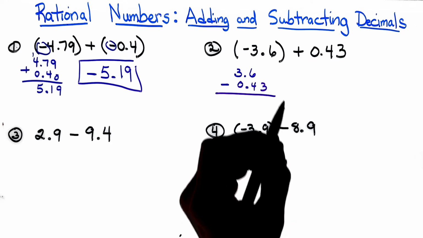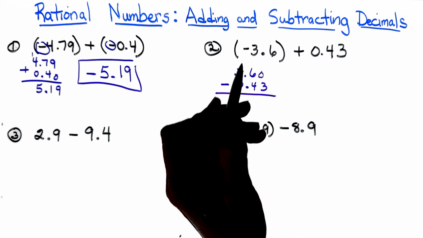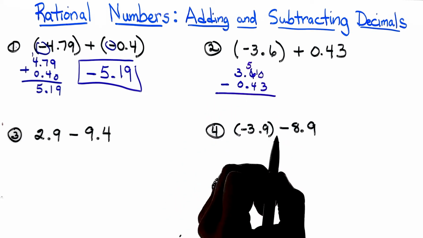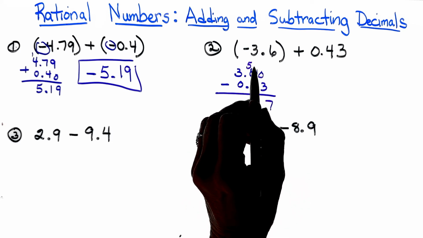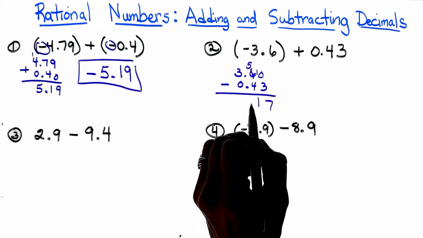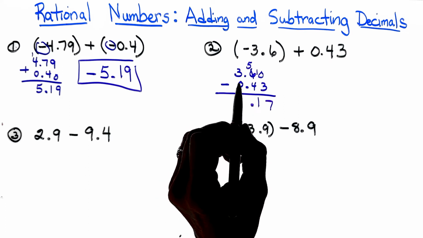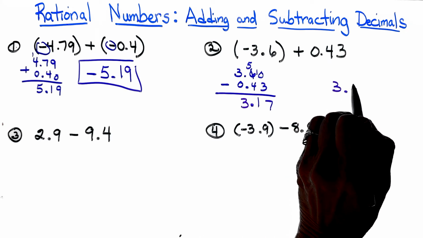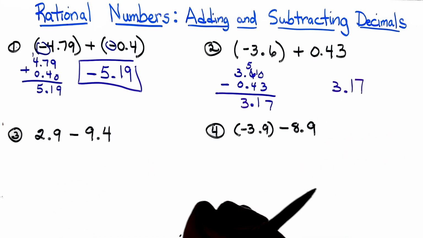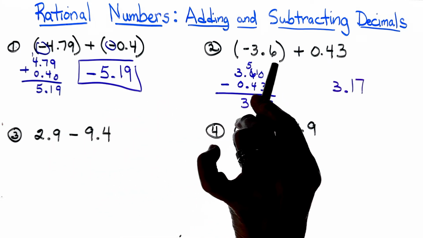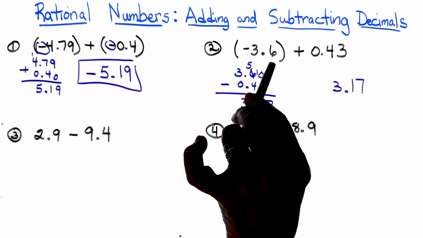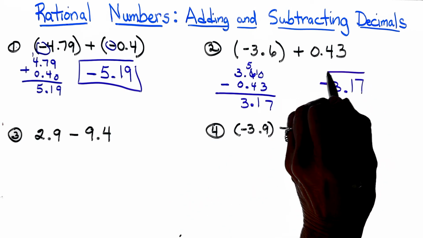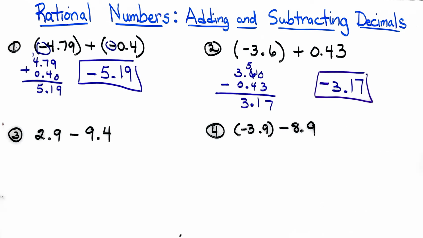So hopefully you remember when subtracting, if there's nothing there, you do need to put a 0, and then we do need to regroup, and that does give us a 10. So 10 minus 3 is 7. 5 minus 4 is 1. Here's our decimal point. And 3 minus 0 is 3. So now I know that my number is 3 and 17 hundredths, but will it be positive or negative? Which do I have more of? Negative 3 and 6 tenths, and this is only 43 hundredths. So I know my answer, again, must be negative.